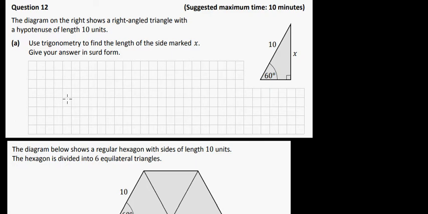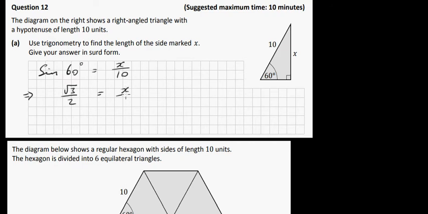So we've got to use trigonometry, so we've got to use sine, cos, tan. In this case we have an angle here, 60 degrees, we have an opposite, we have a hypotenuse, so that's going to be sine, the sine of an angle. So sine of 60 degrees is equal to x over 10. Now it says give your answer in surd form, so 60 degrees is one of these special angles, so we know that the sine of 60 degrees is root 3 over 2.